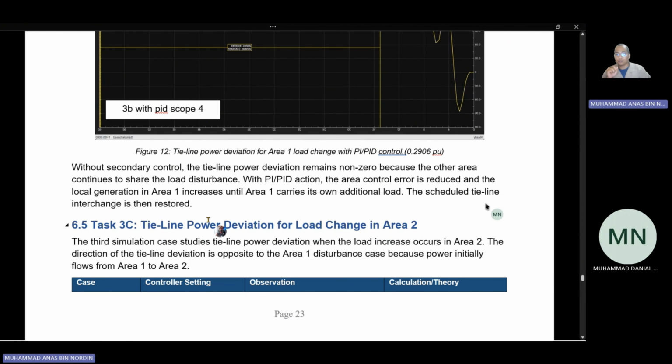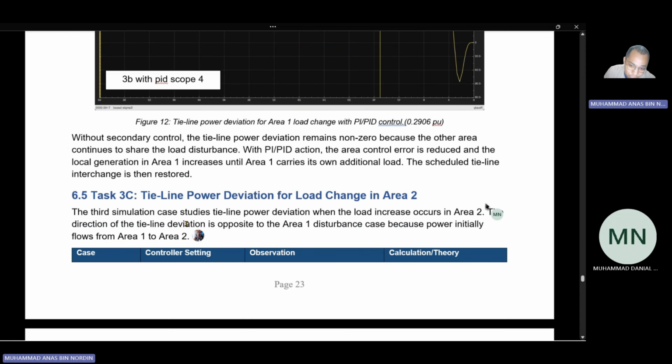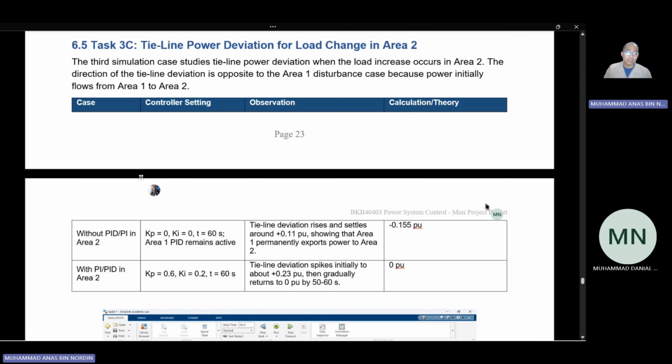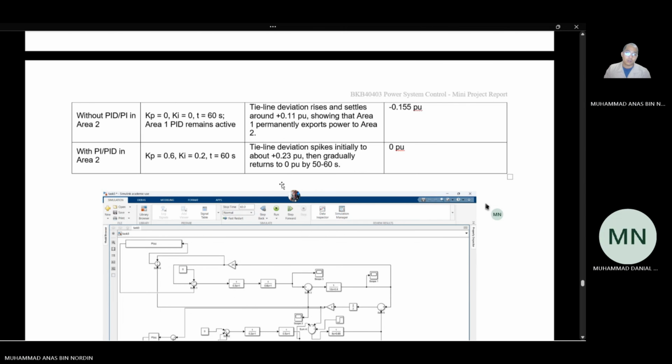And next, we continue to task 3C, the tie line power deviation for load change in area 2. This third simulation case studies tie line power deviation when the load increase occurs in area 2. The direction of the tie line deviation is opposite to the area 1 disturbance case because power initially flows from area 1 to area 2.